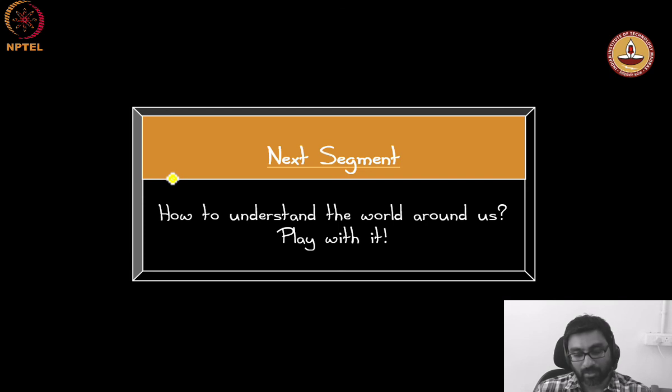In the next segment, we're going to study Bayes' law, and we'll see it via an example where we need to understand something about the world around us. We will repeat some experiments, and as we run these experiments, we'll get a better and better understanding of the world around us. That's what I mean by this prompt for the next segment: how to understand the world around us. Play with it, run some experiments, update your understanding of the world. So with that, we end this segment.